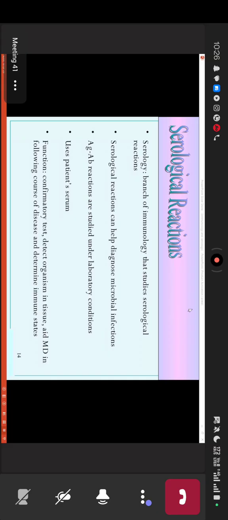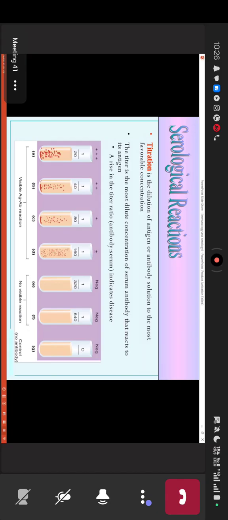So now the next is serological reaction. There are different types of serological reaction. First, starting with titration. So what is titration?